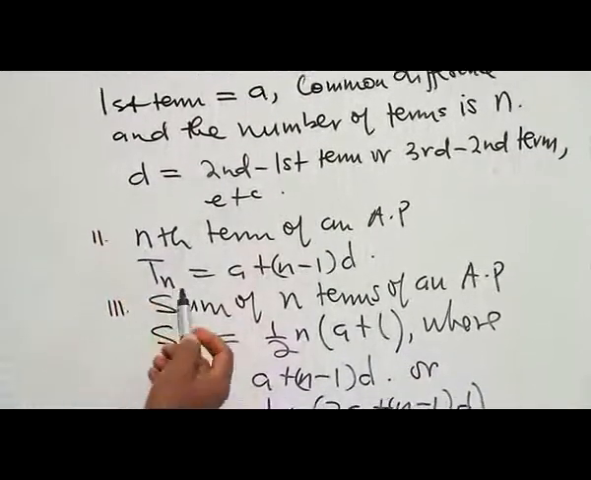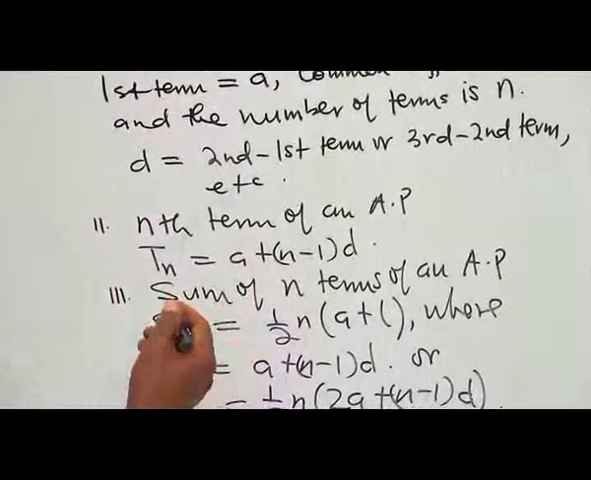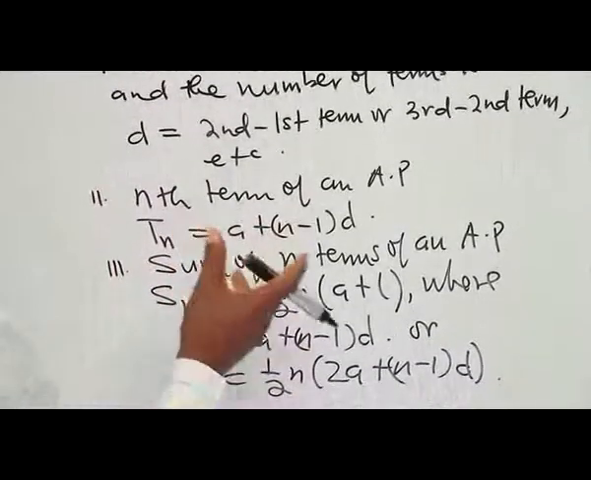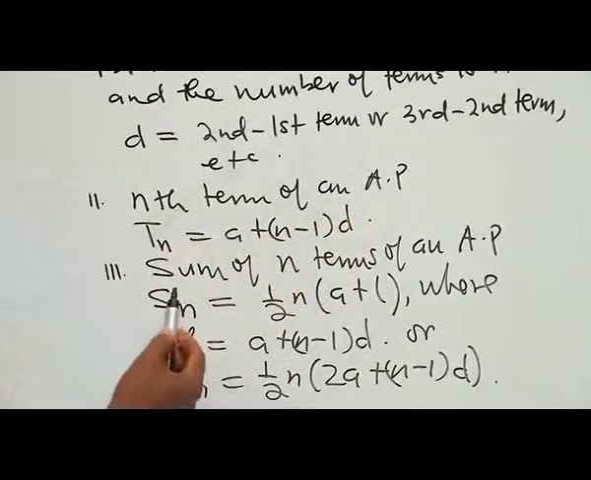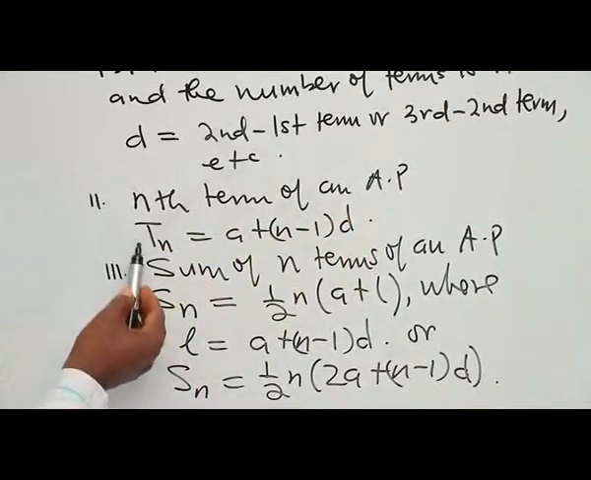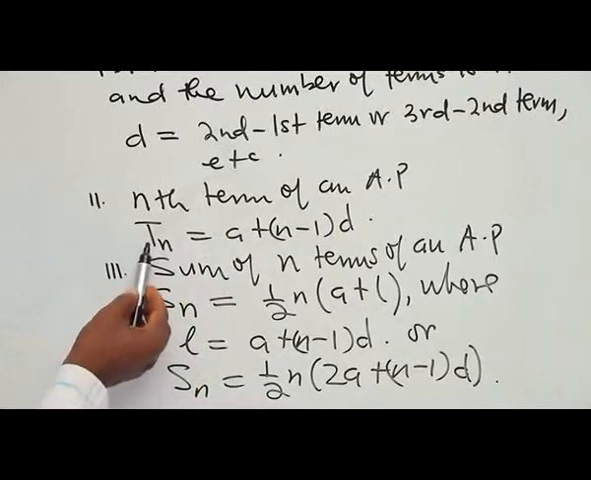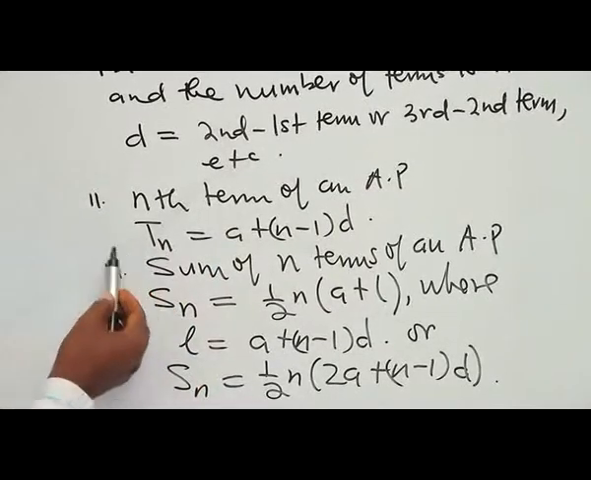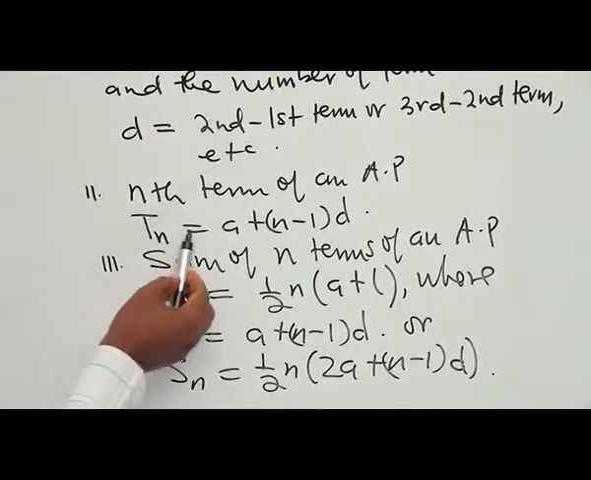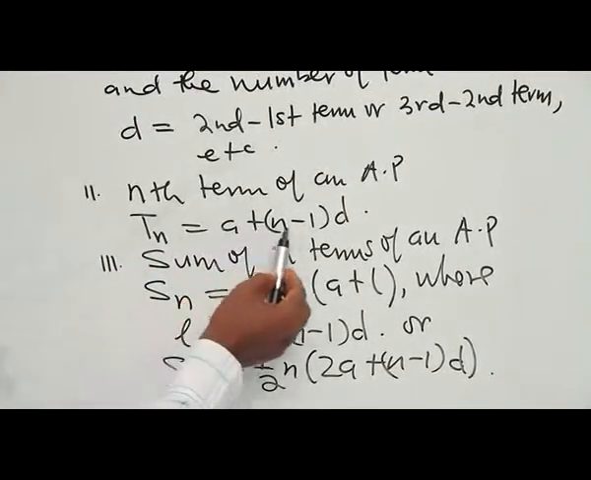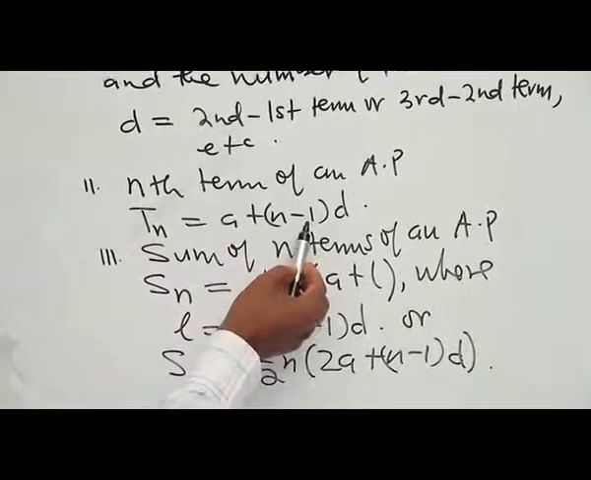Usually we also find the nth term of an AP. The nth term of an AP is calculated using the formula Tn, where n is a subscript. That is to say, the nth term of this AP is equal to A plus (n minus 1) times D.